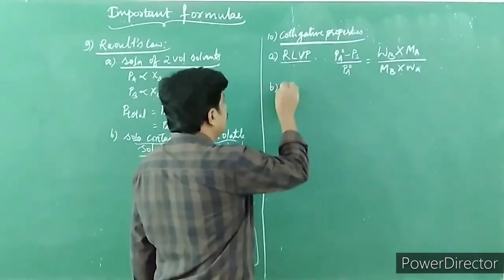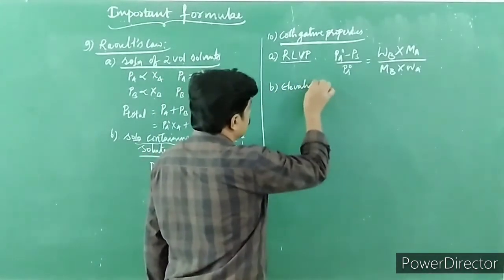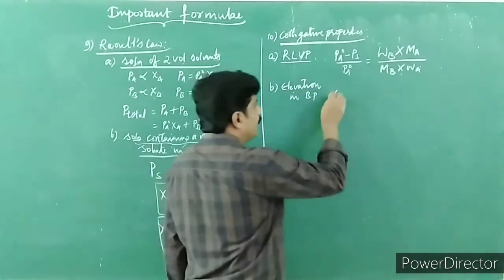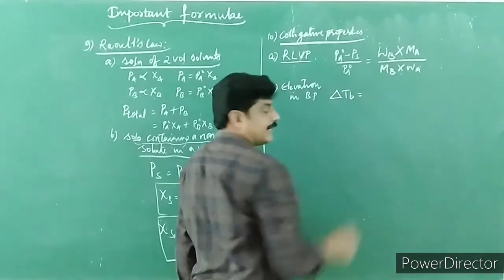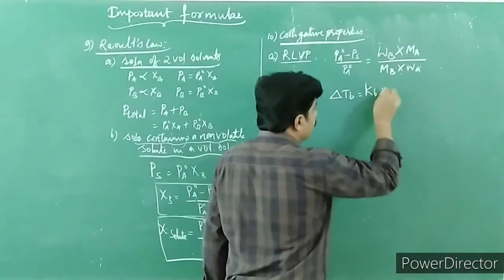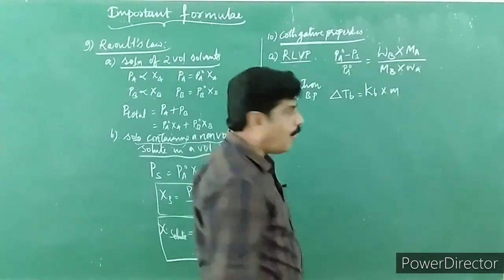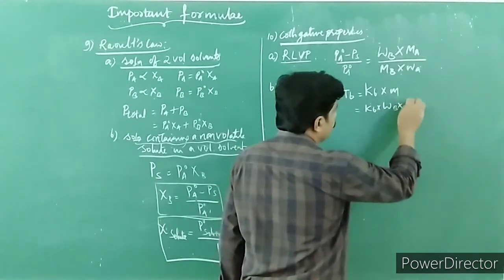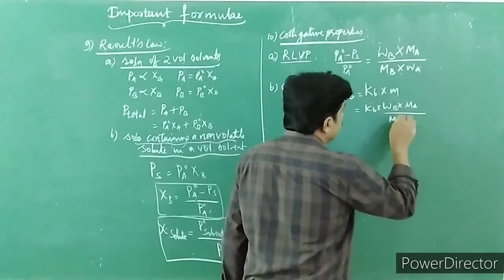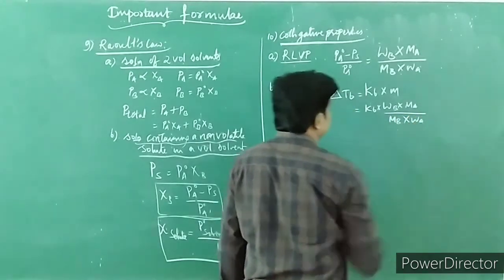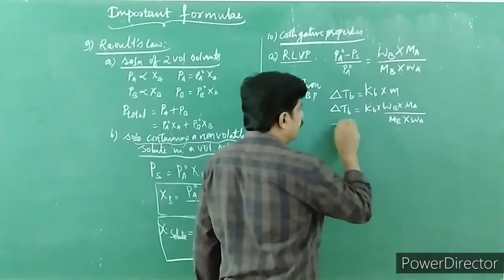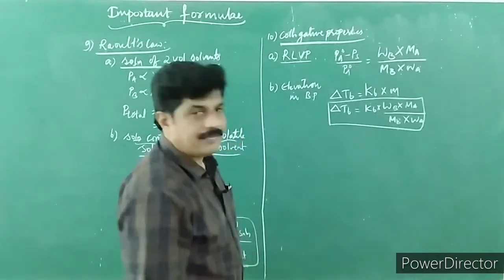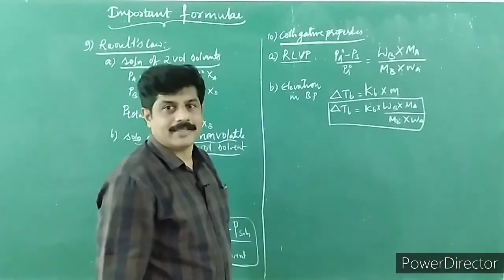Now the second one, elevation in boiling point. Delta TB is equal to KB into M, or KB into WB into MA upon MB into WA. So this is also correct. Why? You are substituting the value of M in this formula. Hope you are getting that.